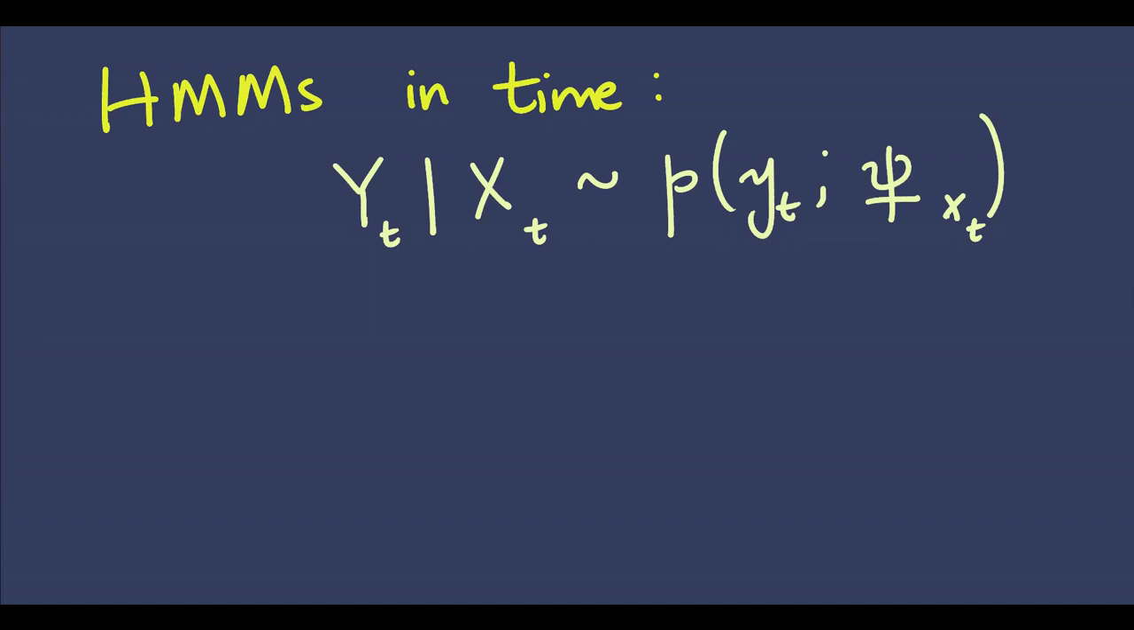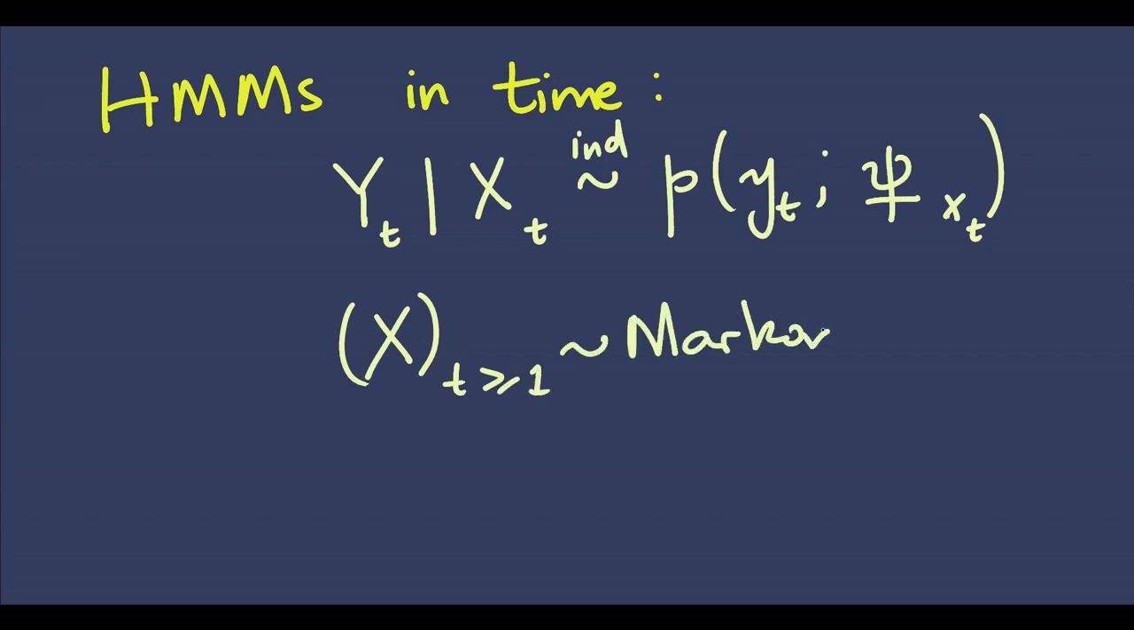So here I've written down the definition of the HMM in time. The Y_t given the X_t are conditionally independent, and they come from some parametric distribution which is parameterized by a parameter depending on the state of the chain. And then the X_t comes from a Markov chain, which is parameterized by some initial distribution pi and a one-step transition matrix P.